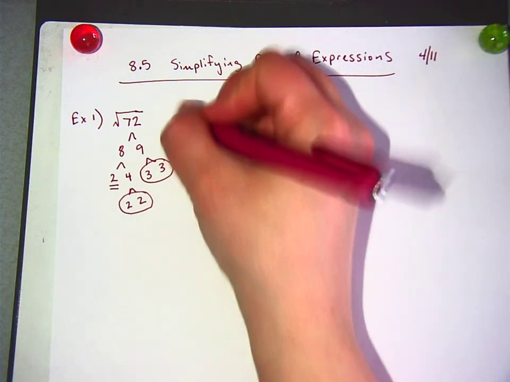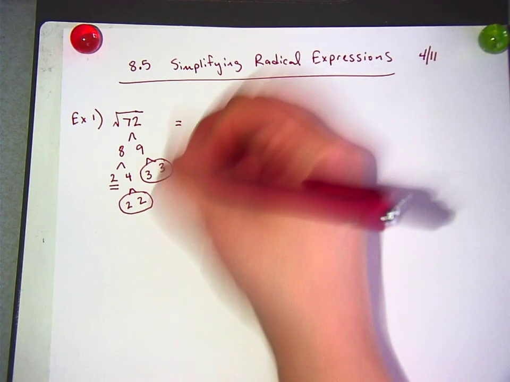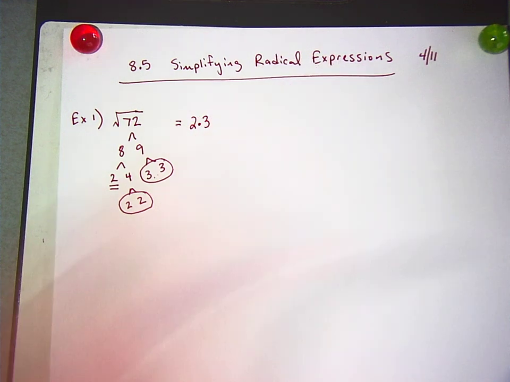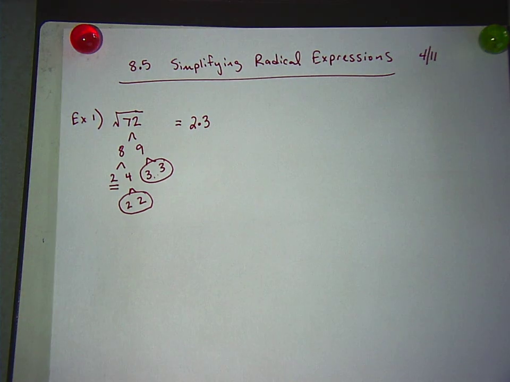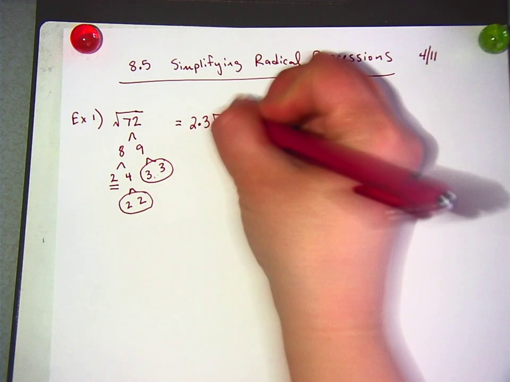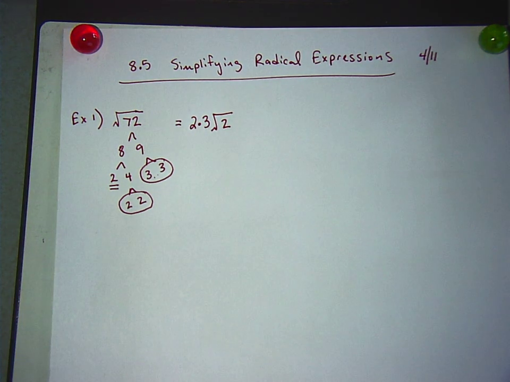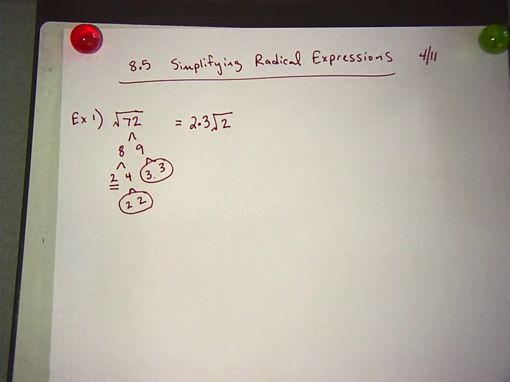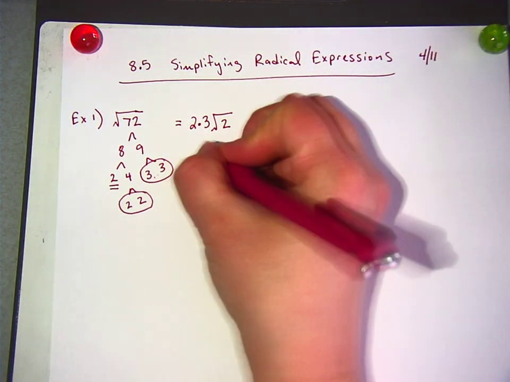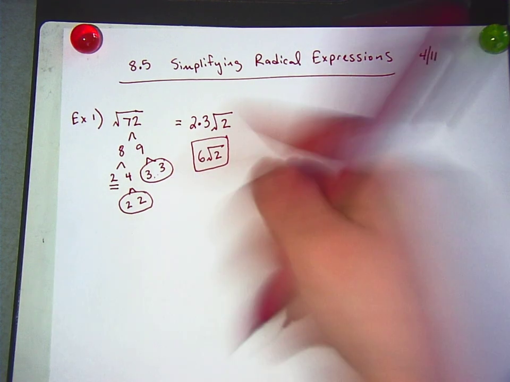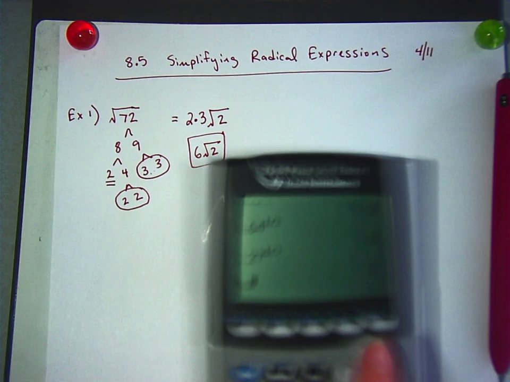Okay, so then what that equals is, you put the numbers that are pairs on the outside and multiply them together. And then you leave inside the square root anything that's an extra. So 2 times 3 is 6 times the square root of 2, which is the same thing reduced as the square root of 72.